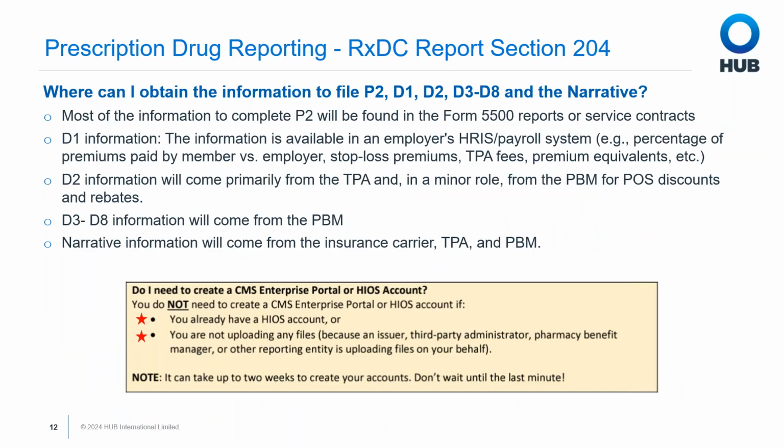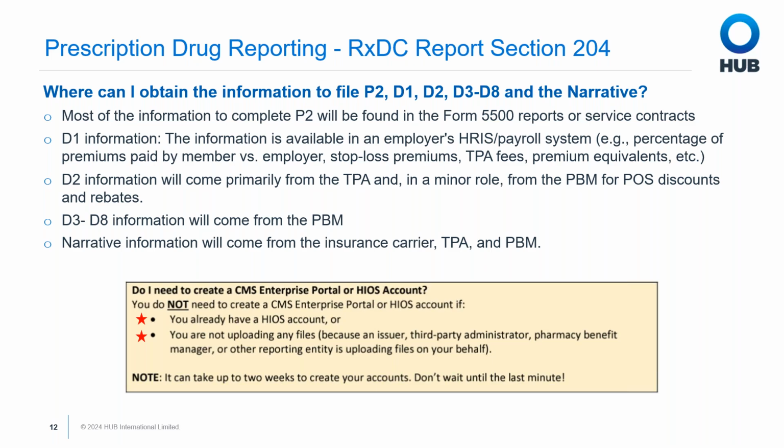Where can you obtain information to file the reports? Now, let's assume that I've determined that my carrier and/or TPA or PBM will not be filing on my behalf. Where do I gather this information, or where do I gather this information if I have to complete a carrier or TPA or PBM questionnaire? The majority of the information to complete the P2, which is usually a questionnaire asking your plan number, plan ID, your plan name, your plan year, would be found in your 5500s if you file Form 5500s as an ERISA subject plan. If you're not subject to ERISA, you may find that information in your provider contracts, your plan documents, or if you're fully insured, your insurance carrier documents.